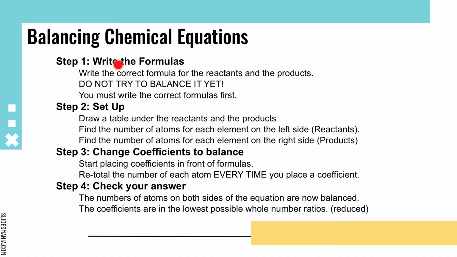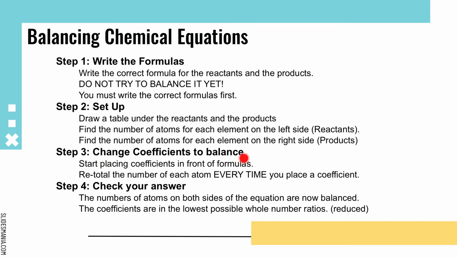Step 1 is you write the formulas. You write the correct formula for the reactants and the products. Don't try to balance it yet. You must write the correct formulas first. Otherwise, you'll never be able to balance it. Step 2 is draw a table under the reactants and the products. Find the number of atoms for each element on the left side, your reactants. Find the number of atoms for each element on the right side, your products.